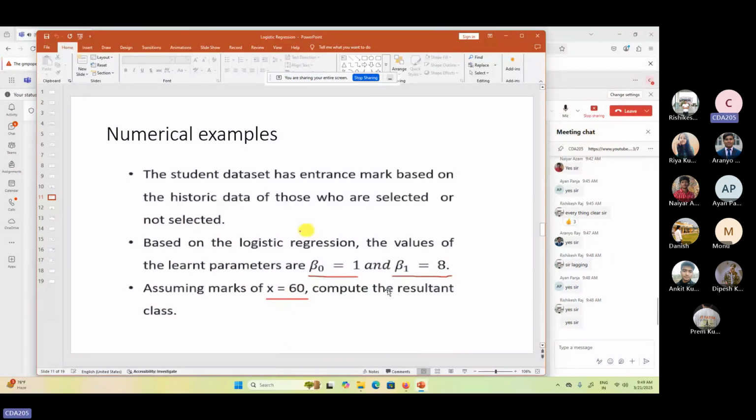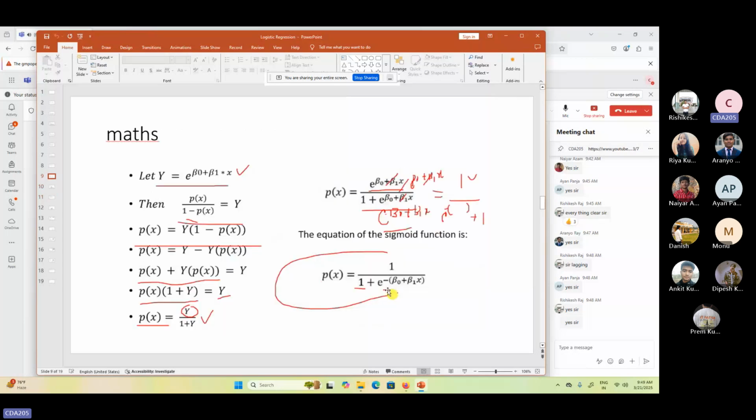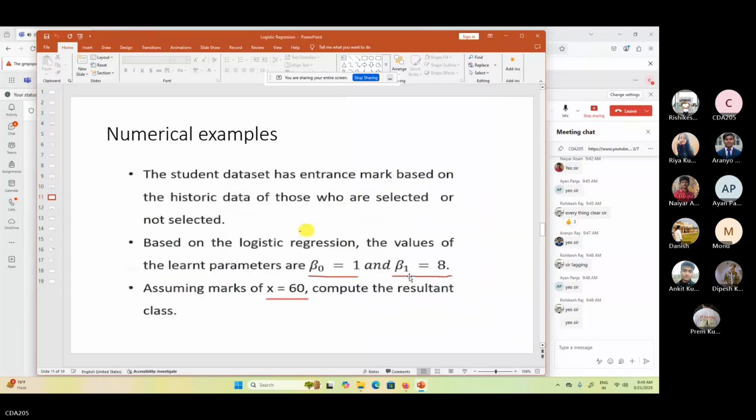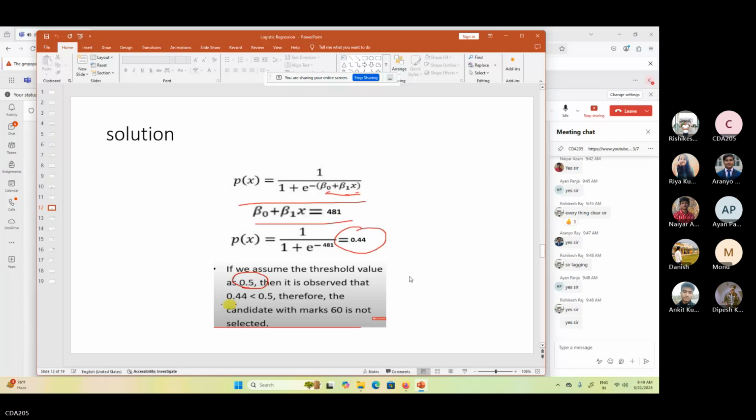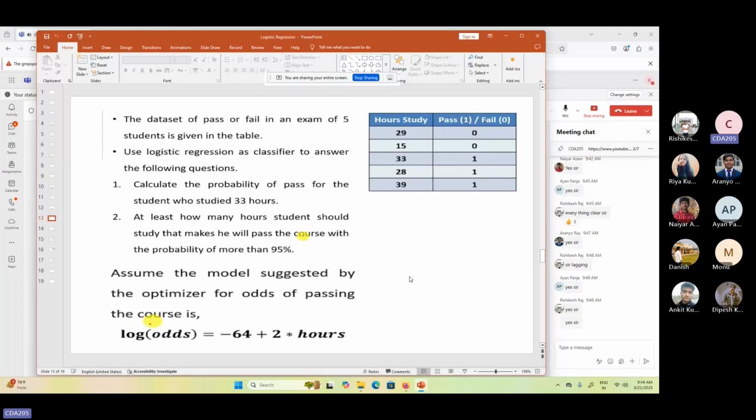So beta naught value is 1 and beta 1 value is 8 and x value is 60. So we can put the values in this equation. So we have put the values in these equations, and whatever px comes, we have fixed one threshold value. If it is less than that threshold value, it means it is not selected. If it is greater than that, we can say that it got selected. Now solve this problem. Everyone, solve this problem.